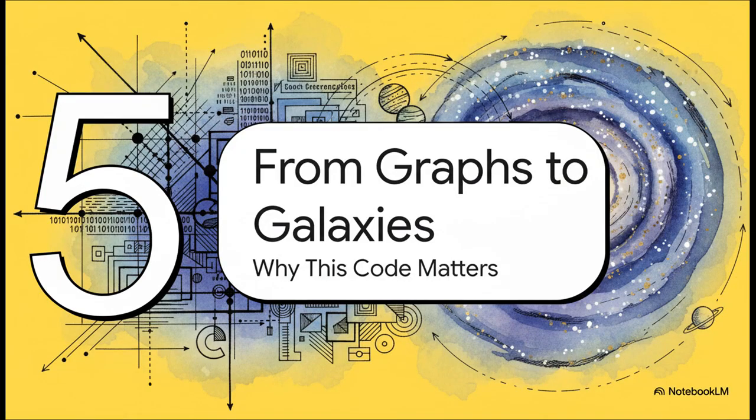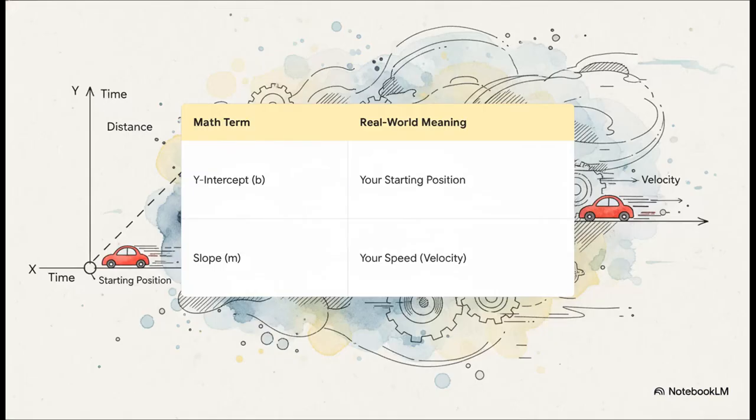So we've been cracking all these codes, but you might be thinking, okay, cool, but why does this actually matter? Well, this skill goes way beyond your math homework. It's literally the key to understanding everything from predicting how the stock market might move to tracking the path of a comet through the galaxy. Just think about a classic physics experiment where you're plotting how far an object has traveled over a certain amount of time. In that case, the y-intercept, b, isn't just some random number. It's the object's actual starting position. And the slope, m, that's its speed, its velocity.